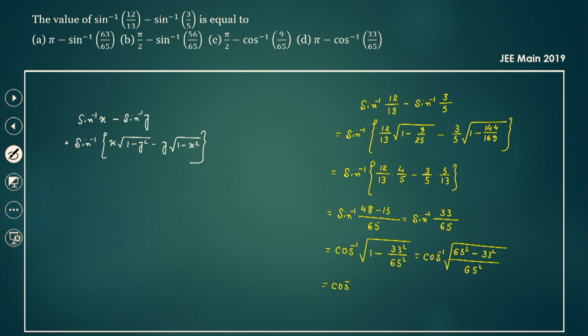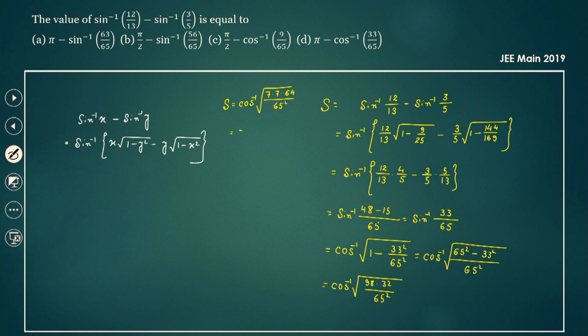Now this is a square minus b square formula, so we can apply that. It can be cos inverse of square root of 65 plus 33, that gives me 98, and 65 minus 33, that gives me 32, divided by 65 square. Okay, that's it. Let's call that s. So s is equal to cos inverse of square root of 98. 98 means 7 into 7 into 2, and 32 is 2 into 16, so 7 into 7 multiplied by 2 into 32, 64, divided by 65 square.